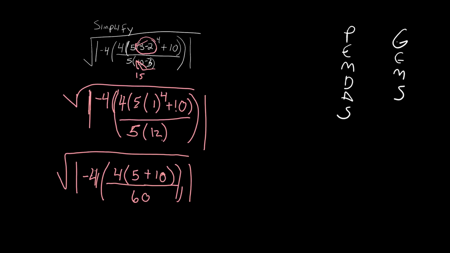We still have more order of operations that we have to take care of on the top, because now we're back up to the beginning where we have parentheses. So we're going to have to take care of those parentheses first. So we're going to move the problem up to the top and rewrite it. So we have the square root of the absolute value of negative 4 times 4 times 15, because I added the 10 plus 5, divided by 60.